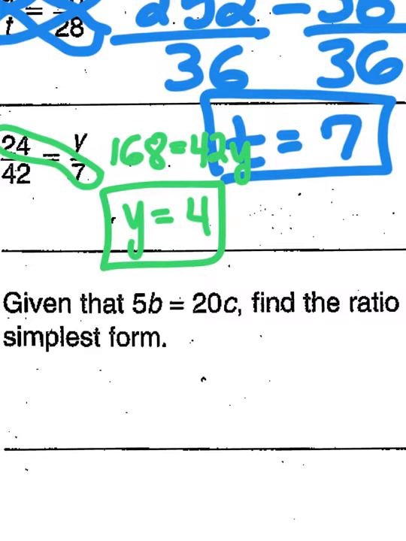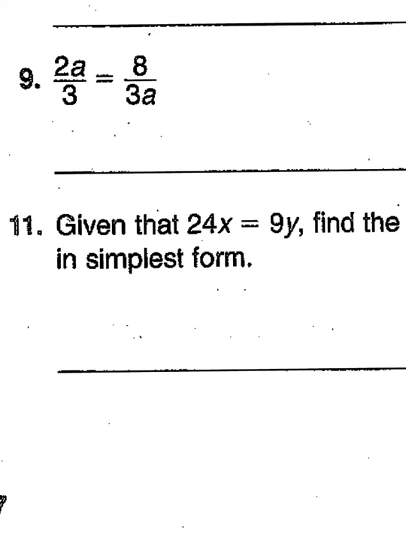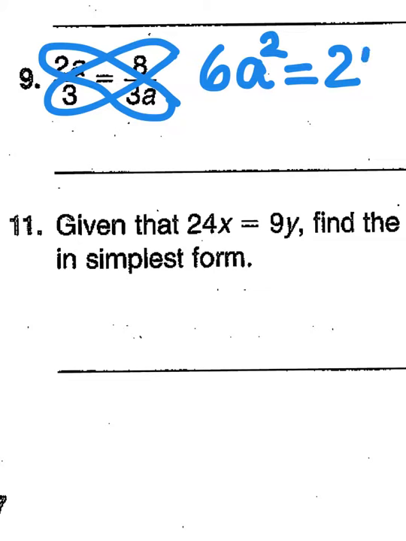Perfect. Okay, so now, what if we have a problem where the extremes is 2a times 3a? 6a squared. That is right, because a to the first times a to the first is a to the second, so it's a squared. And then the product of the means, 3 times 8 is 24.